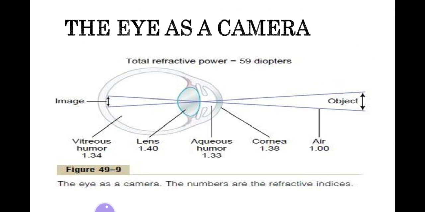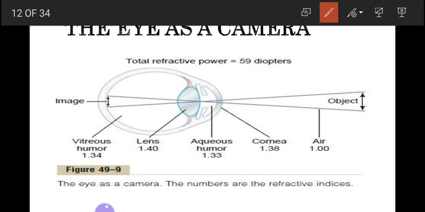Next, we will study the eye as a camera. This figure shows all the structures of the eye, and it shows that the total refractive power is 59 diopters, and how the various structures of the eye contribute to the refractive index. For example, vitreous humor has a refractive index of 1.34. Lens has 1.40. Aqueous humor has 1.33. Cornea contributes 1.30, and air has 1.